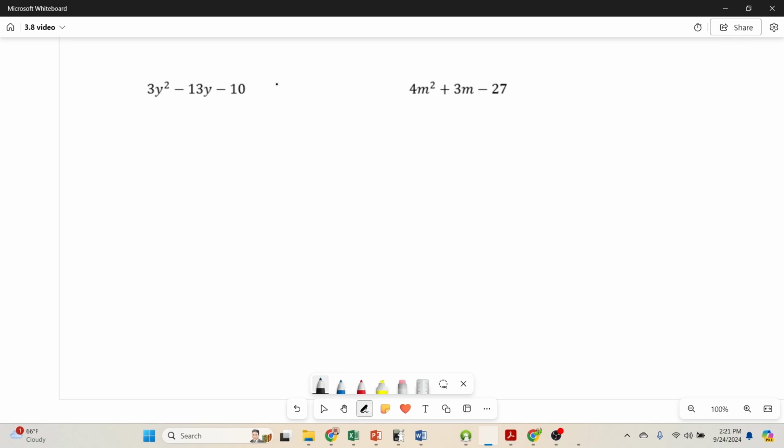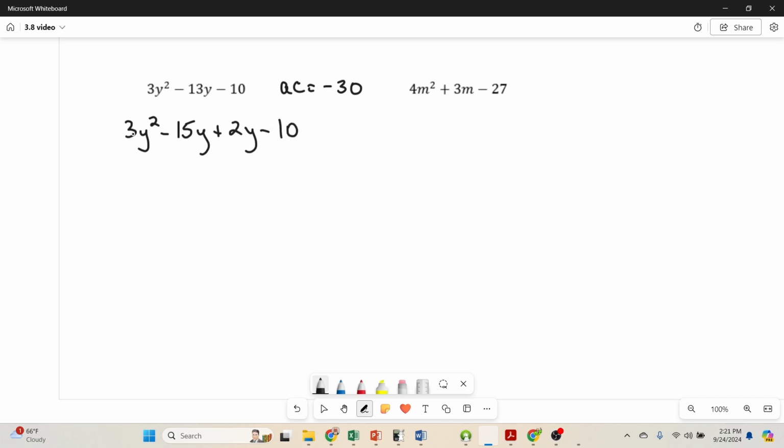Okay, so in this problem here, AC is equal to negative 30, right? So the factors of negative 30 that are 13 apart, or 30 that are 13 apart, are 15 and 2. So I'm going to say 3y squared minus 15y plus 2y. And if I added these two together, I would end up with negative 13y minus 10.